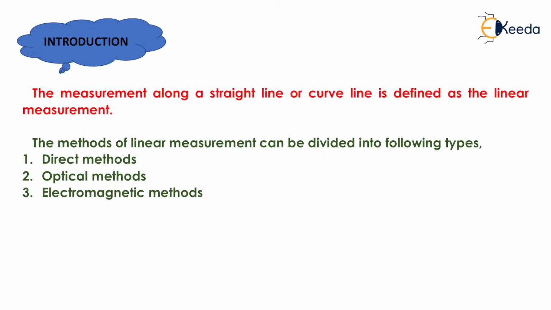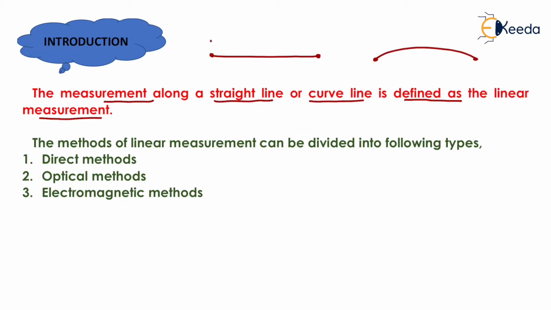Now what do you mean by linear measurement? The measurement along a straight line or curved line is defined as linear measurement. Now if we want to measure the distance between 2 points along the surface of the earth in straight manner, or if we consider the curvature of the earth, then we will measure the distance between 2 points in a curved manner. Now the measurement of this straight line is known as linear measurement, as well as the measurement of this curved length is also known as linear measurement.